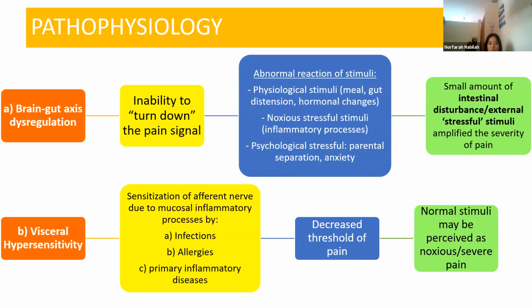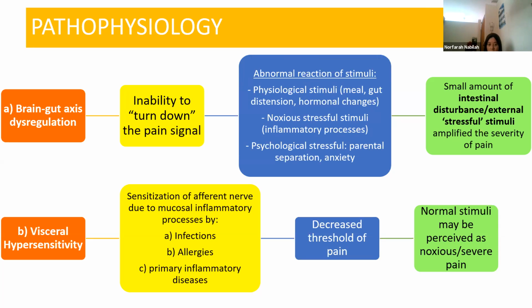Okay, a little bit on the functional abdominal pain. The pathophysiology behind FAPs is complex and not well understood, but they involve the enteric nervous system and also the central nervous system. So there are two pathways. The first one is brain-gut axis dysregulation. From this, they have the inability to turn down the pain signals, with an abnormal reaction to stimuli such as any stressful event or psychological stimuli, so even a small amount of stimuli will amplify the severity of the pain.